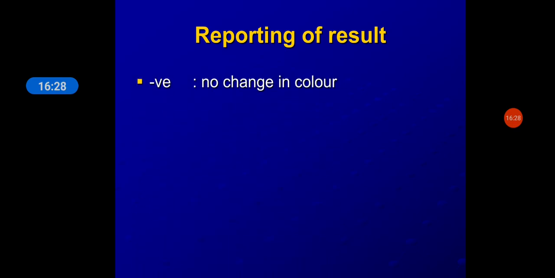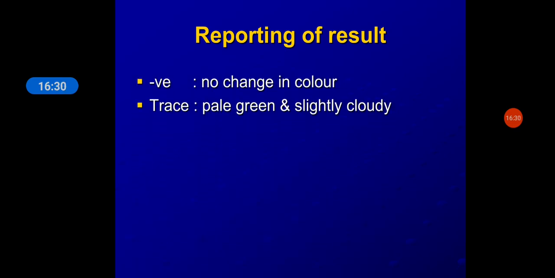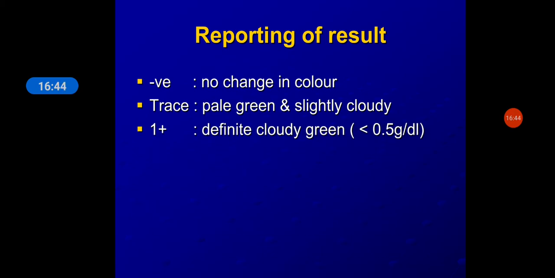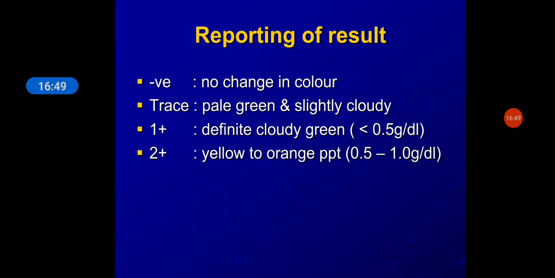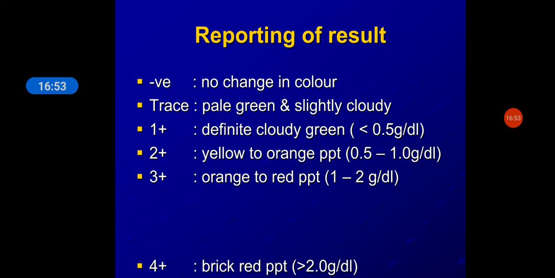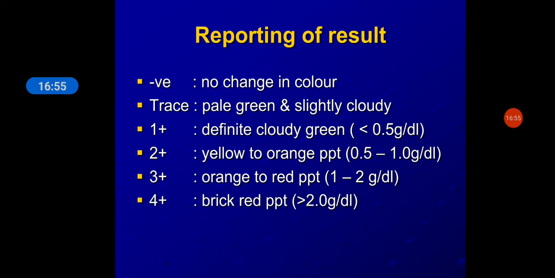So how will you report? If it is negative, there is no change in color. Benedict's reagent has that blue color in it, so only when you get sugars will it change its color. Trace means either pale green or cloudy. 1 plus is definitely a cloudy green. 2 plus is a yellow to orange precipitate. 3 plus is orange to red, and 4 plus is brick red in color.